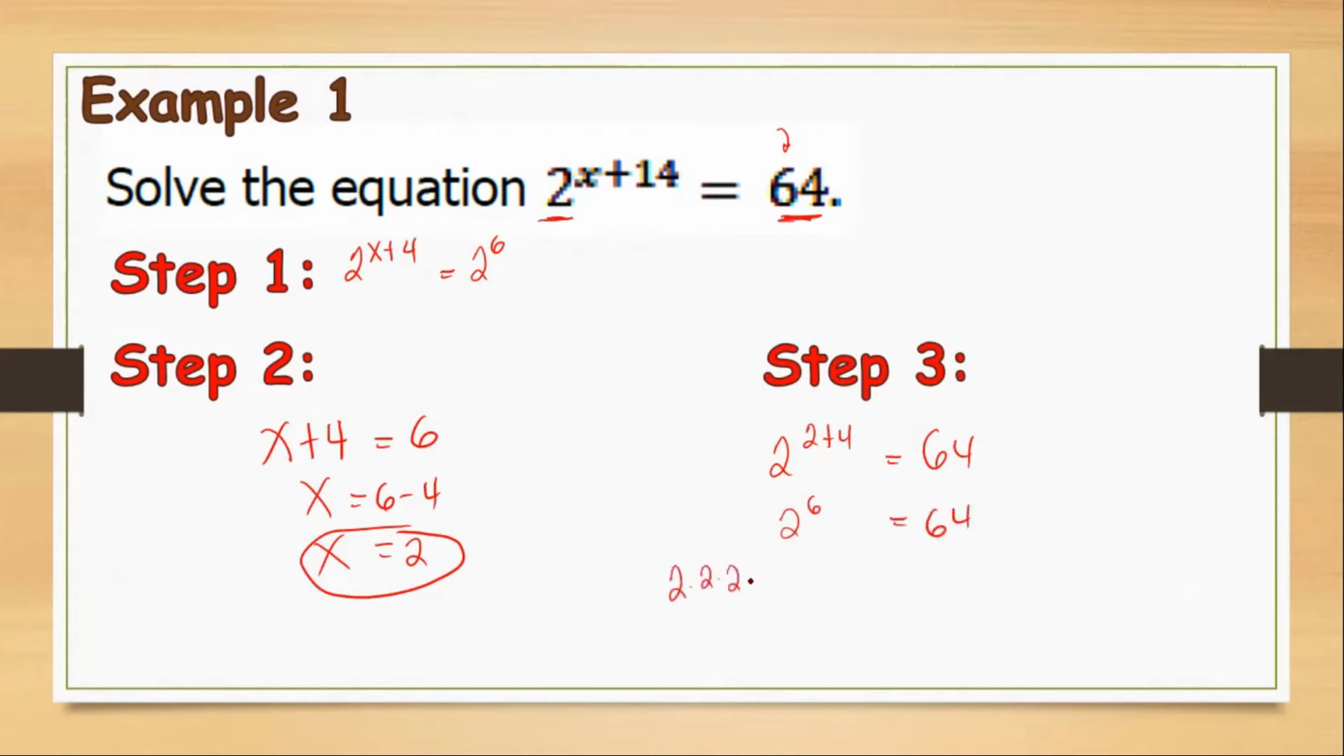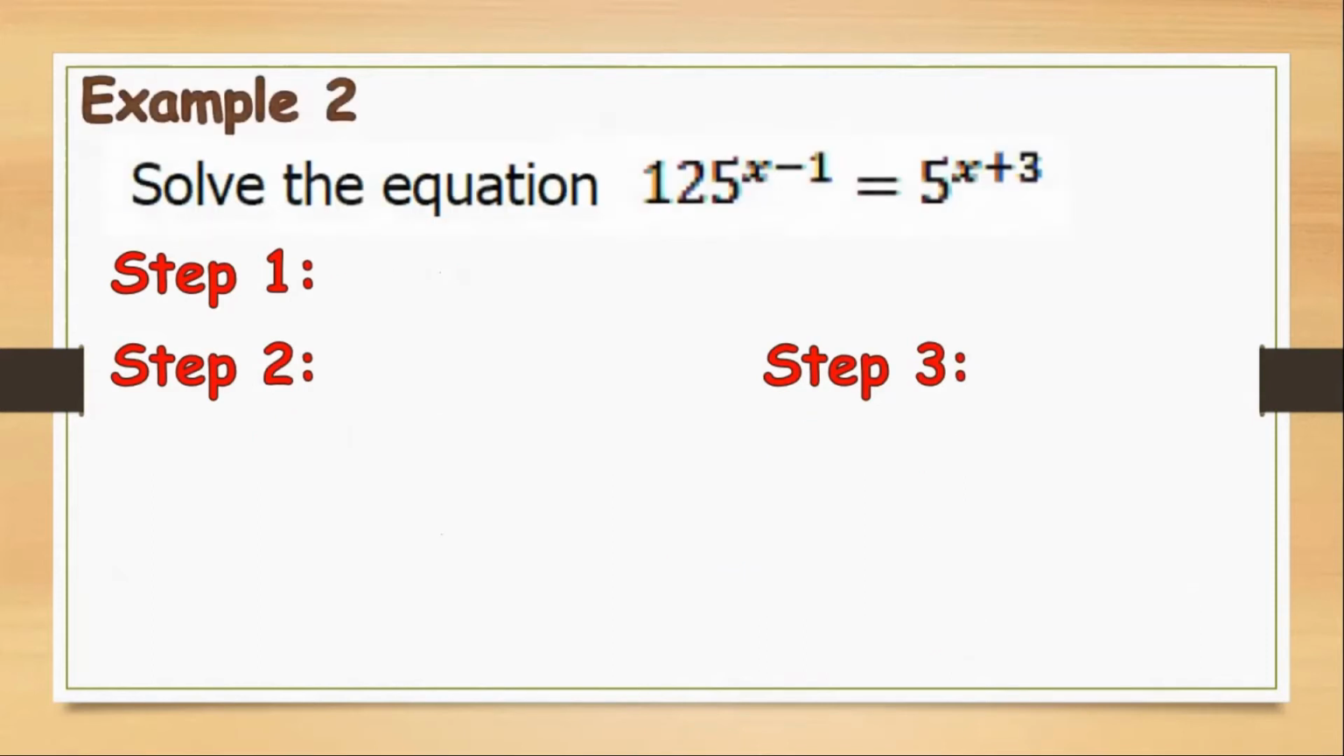2 times 2 times 2 times 2 times 2 times 2. If it's really 64, then 2 times 2 is 4, 8, 16, 32, 64. Yes, our answer is correct. Let's continue with the next example.